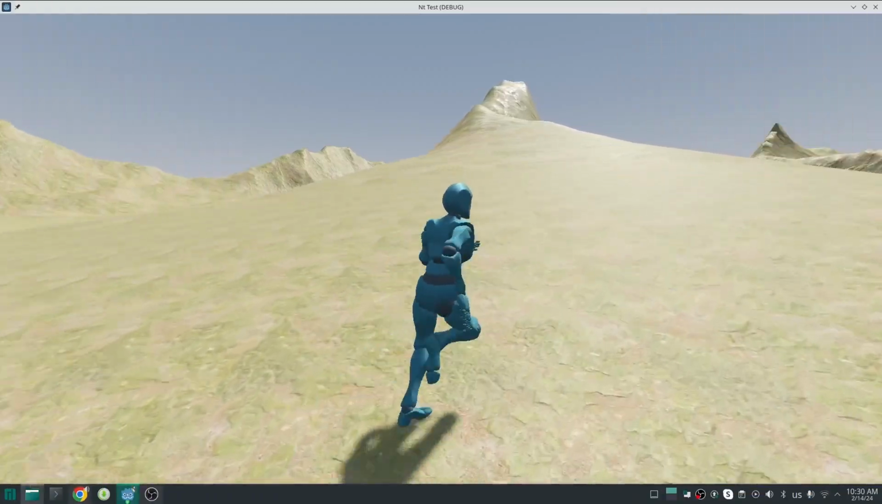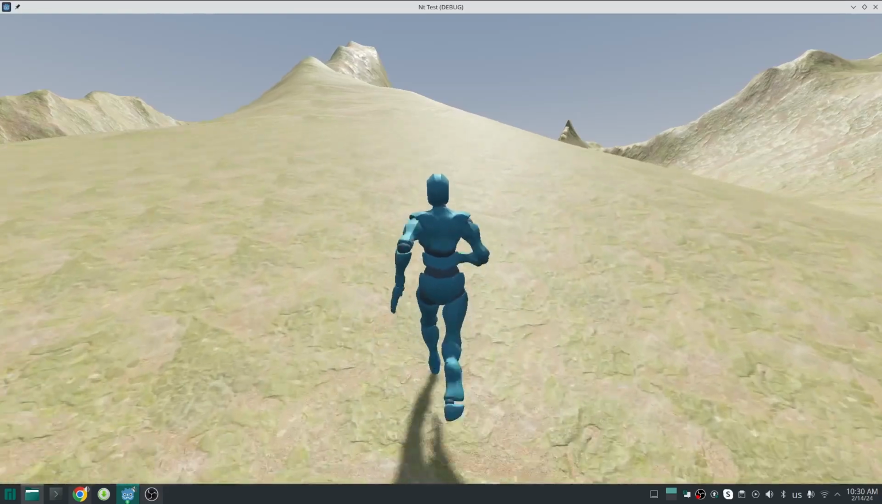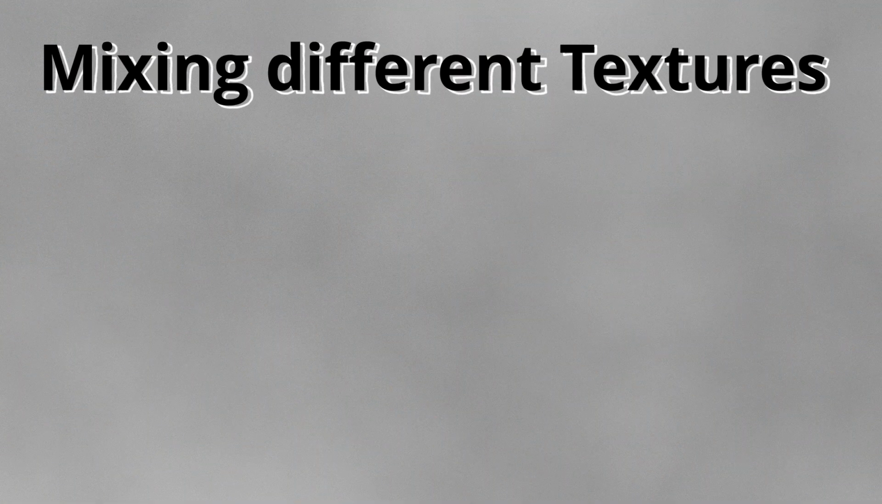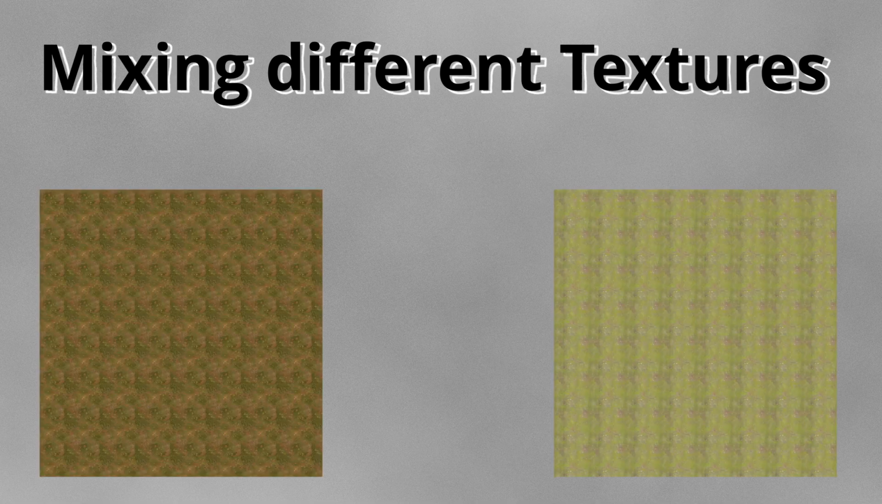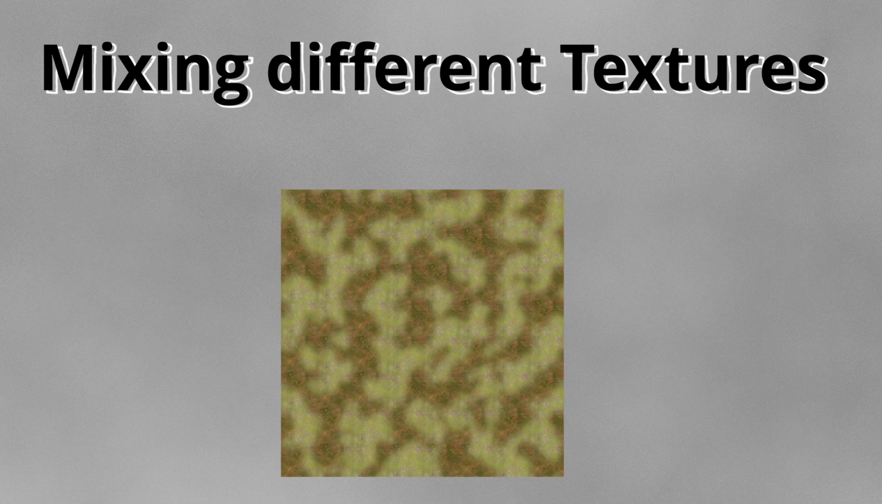So usually you don't use a single texture for your terrain. Maybe you have sand, dirt, rock, and more textures on your terrain. And mixing different textures also helps to break the tiling. Here it is also important how you mix them. For example, you can see I mixed two different textures based on a noise mask.